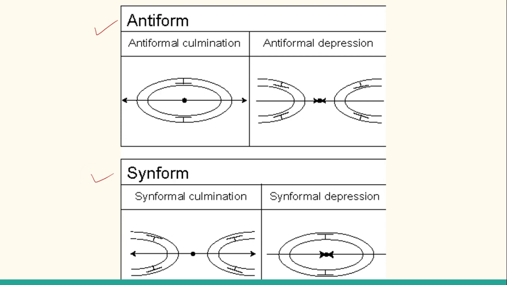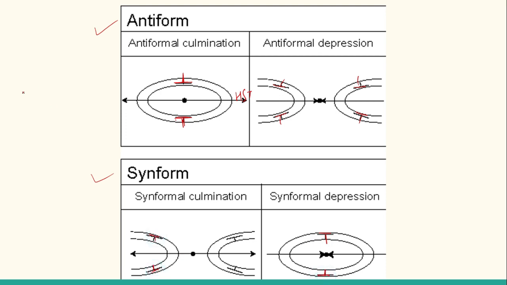Then you will decide whether it is culmination or depression. So to identify an antiform, you can see that the dip direction of the limbs across this HST is very important, because this will tell you whether it is an antiform or synform. You can see that the dip is opposite across this HST in both the cases, hence it must be an antiform. And in the case of synform, you can see that these are dipping towards the HST.